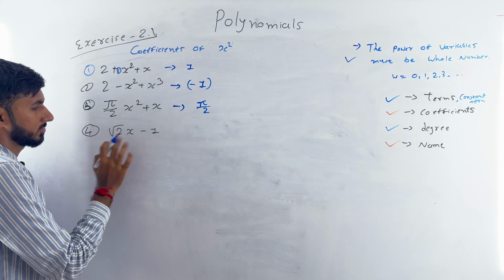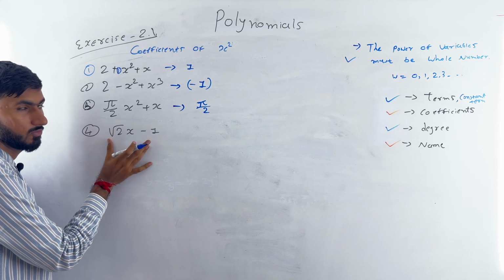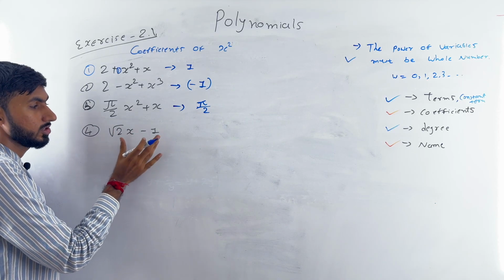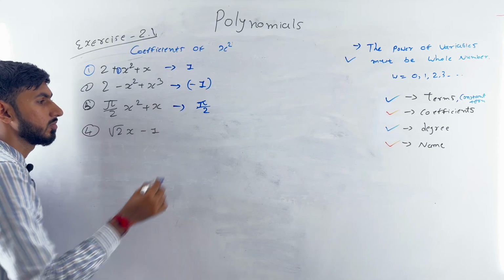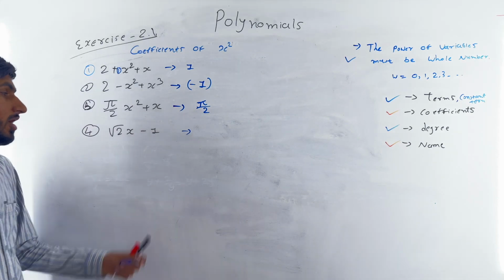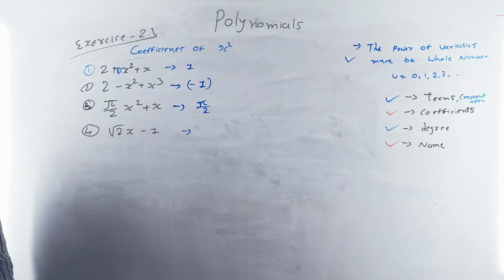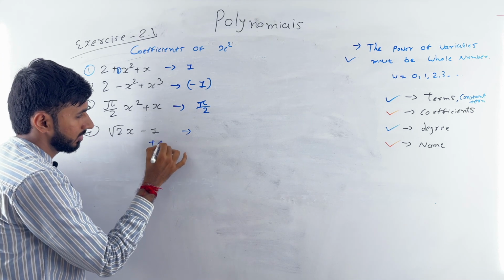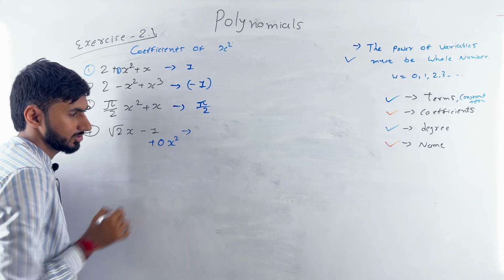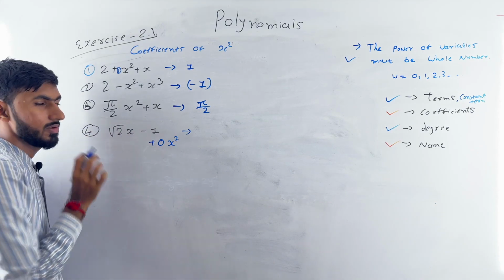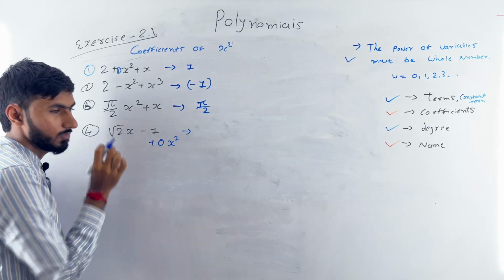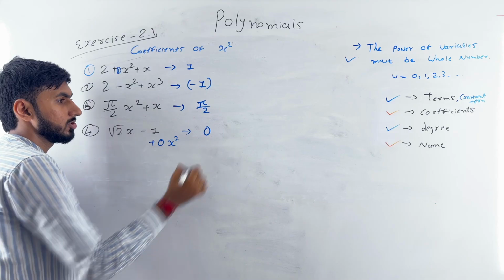Now for the fourth one, what is the coefficient of x square in this polynomial? First of all, I can't see any x square in this polynomial. So I can write plus 0 multiplied by x square, right? It does not affect my polynomial. So the coefficient of x square in this polynomial is 0.